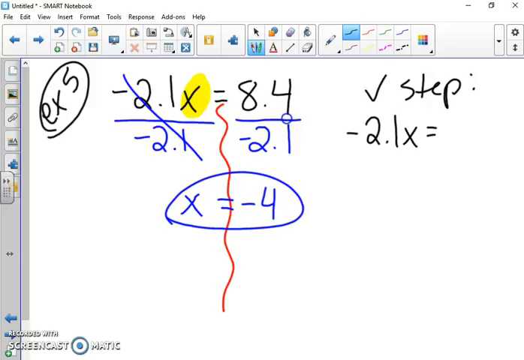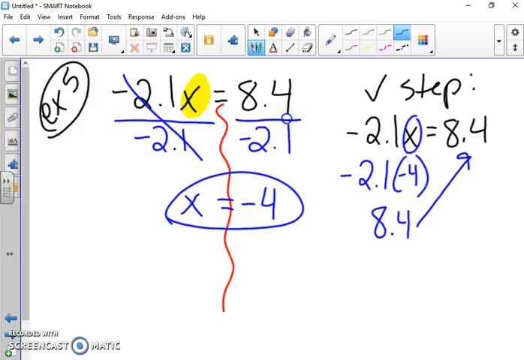Write our original equation. Supposedly x is negative 4, so let's just plug it in right there. Once again, in your calculator, negative 2.1 times negative 4 is a positive 8.4, which is what we should have gotten. See, it's not that bad, so don't stress out when y'all see decimals.